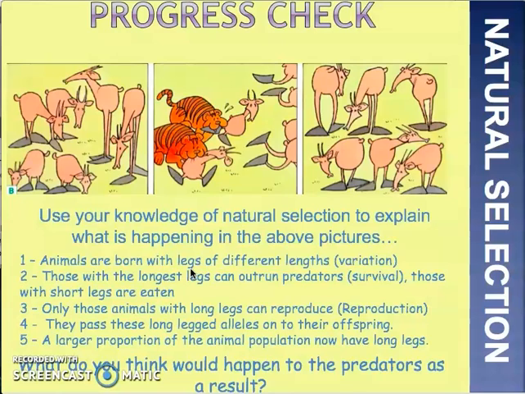Now, there's another question there. What do you think would happen to the predators as a result? Well, hopefully you've thought about the fact that if you've then got the prey that have got the longer legs, they will be able to survive more, they'll be able to run away more, so possibly the predators will need to find an alternative food source, or their numbers may decline because they're not able to catch those animals with the longer legs.